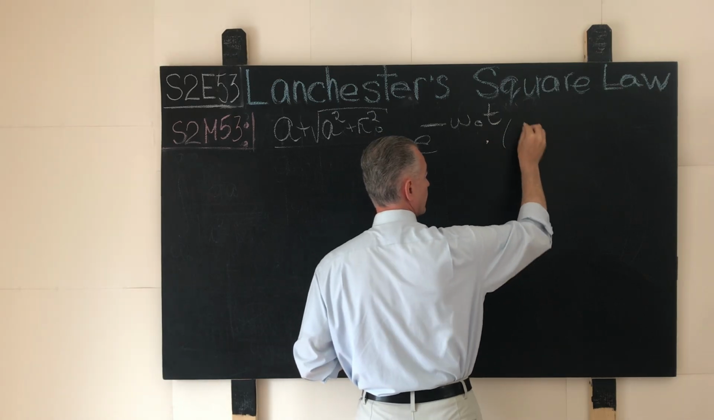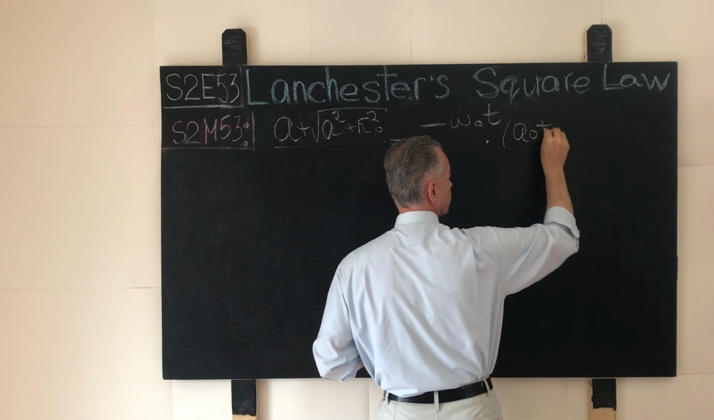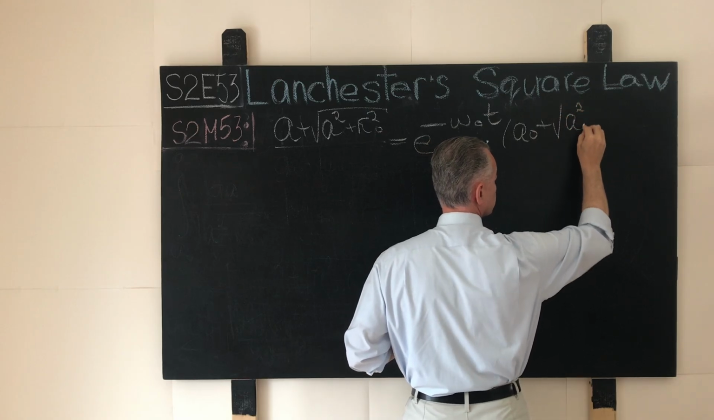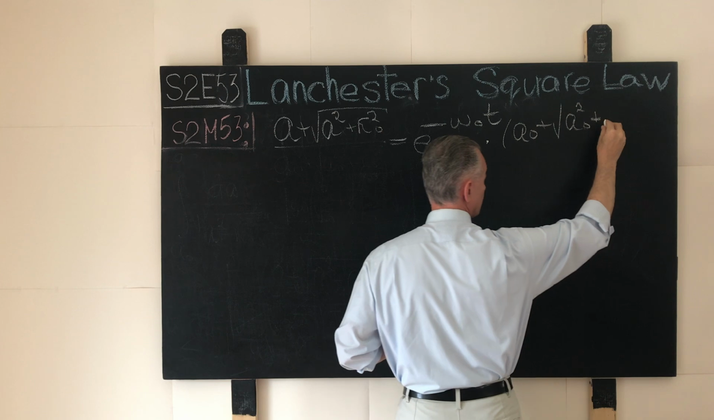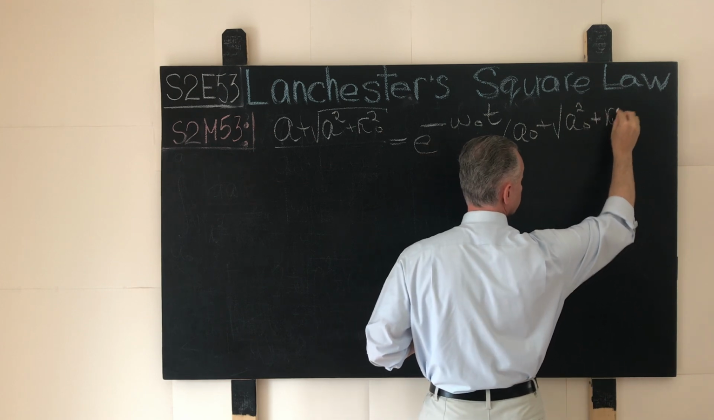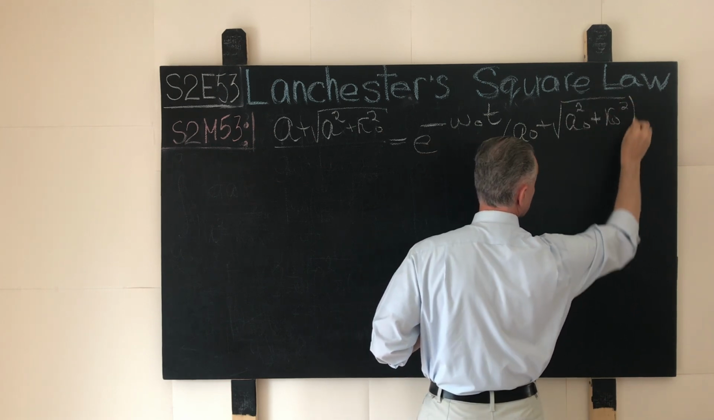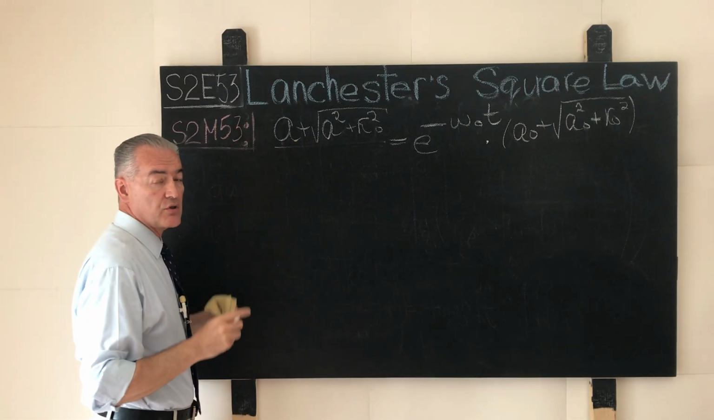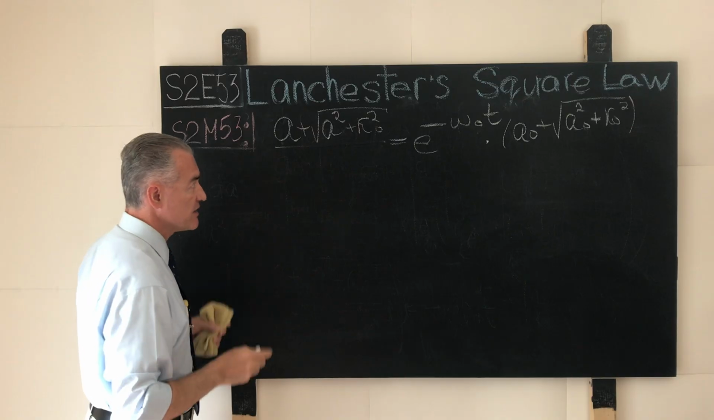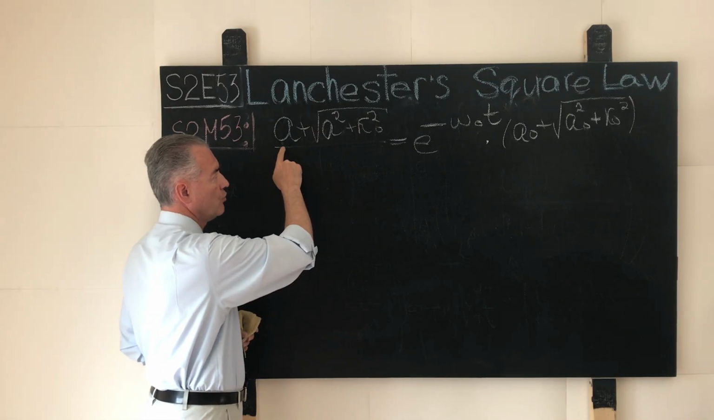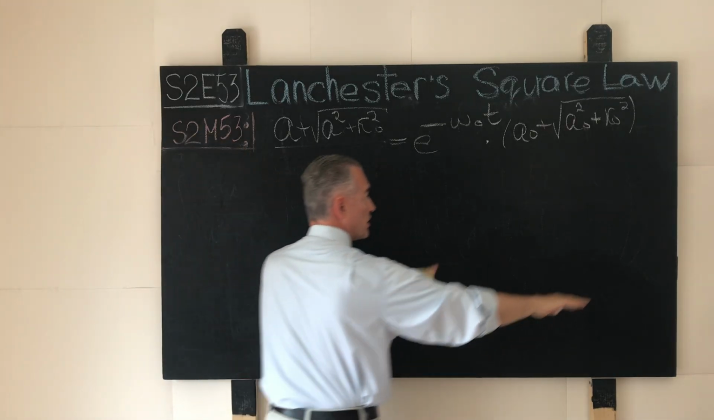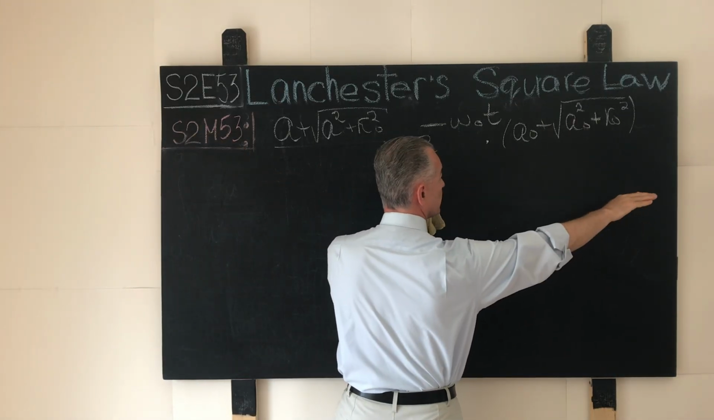Times a0 plus the square root of a0 squared plus k0 squared, like so. You see, nothing complicated. What do you see? On the right-hand side, we have absolutely nothing that depends on a. All the a-related material is on the left-hand side of the equation. On the right-hand side of the equation, nothing relates to a.